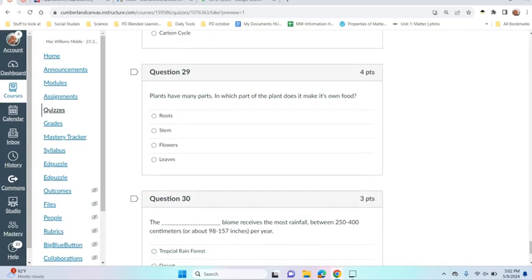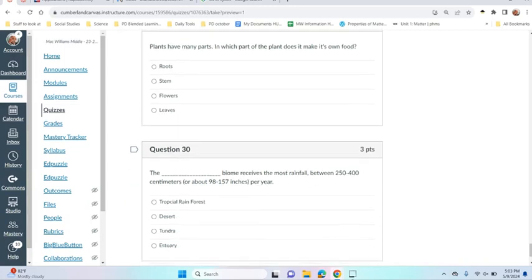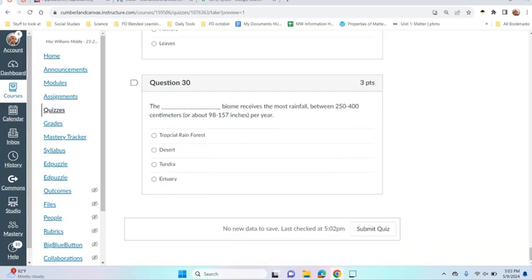Number 29. Plants have many parts. In which part of the plant does it make its own food? In the roots, the stem, the flowers, or the leaves? Number 30. The blank biome receives the most rainfall, between 250 to 400 centimeters, or about 98 to 157 inches per year. Is that the tropical rainforest, a desert, a tundra, or an estuary?